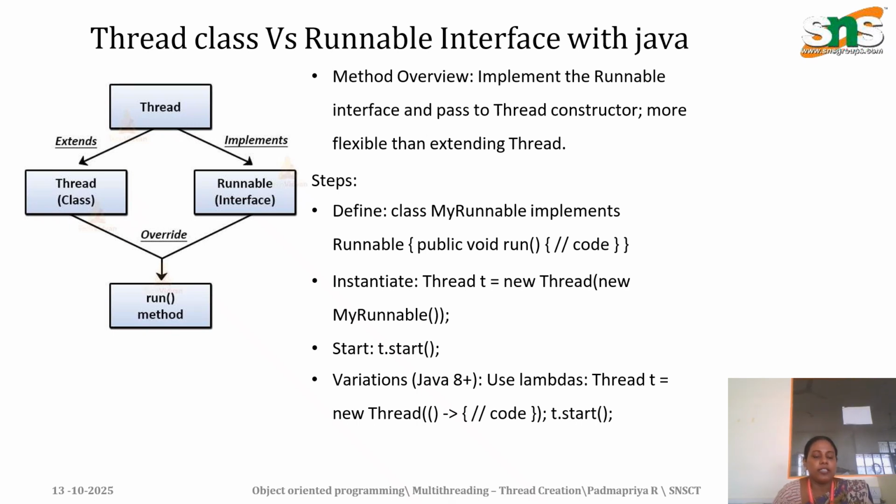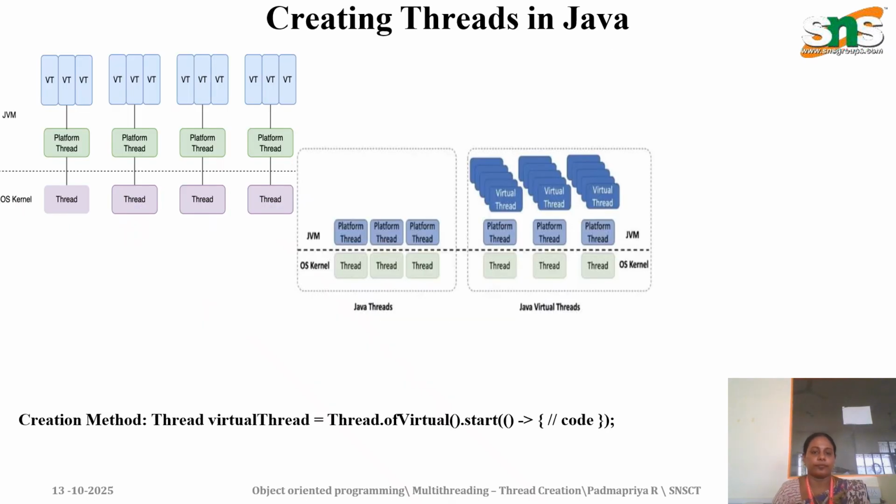So here there are two types, extends and implements. When it comes to extends, it is Thread. When it comes to implements, it's Runnable, an interface. Both of these are combined to give the run method, that is overridden. So, creating threads in Java.